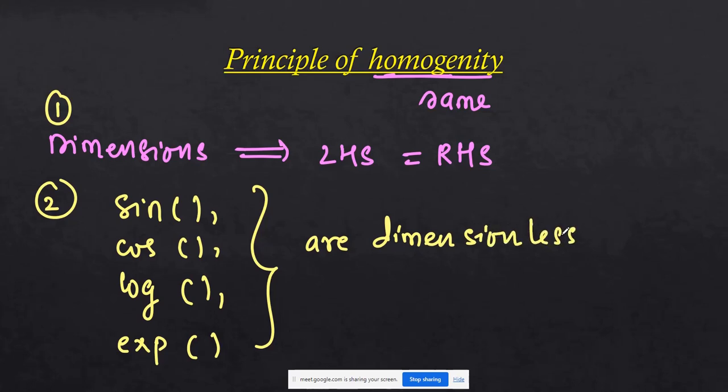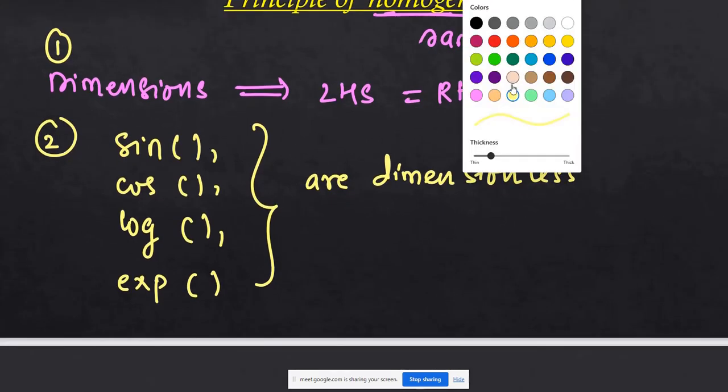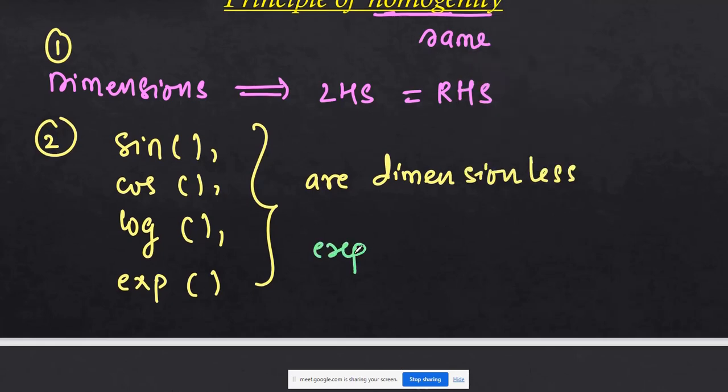Dimensionless means they do not have any dimensions. That means M power 0, L power 0, T power 0. Everything has power 0. What does it mean? Suppose I have exponential of AB. An exponential function is given, which means this is dimensionless, isn't it? So how do I solve this problem?